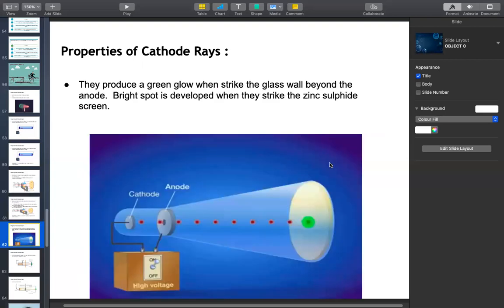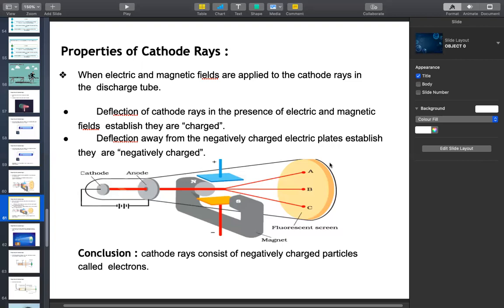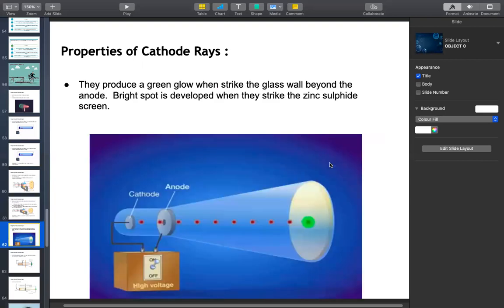Okay, next. So cathode ray consists of negatively charged particles called electrons. Now, properties of cathode ray. They produce a green glow. I already explained to you when they strike the glass wall beyond the anode, a bright spot is developed when they strike the zinc sulfide screen. I have already explained this part. Could I move to next?